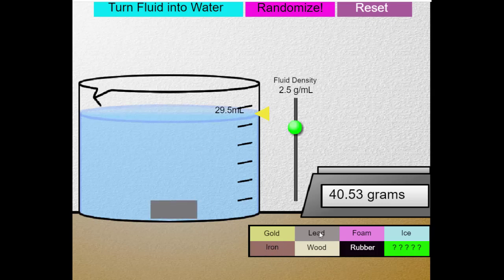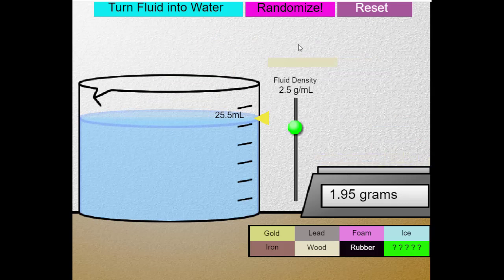You can do the same thing for the iron, the lead, the wood. And again, if something is sinking, that means that there are more particles in a given volume than something like wood that is going to float. And so you could measure the mass of this, 1.95 grams, divided by the difference of 28.5, that would be 3 milliliters. So 1.95 divided by 3, again about 6.6, meaning it will float.